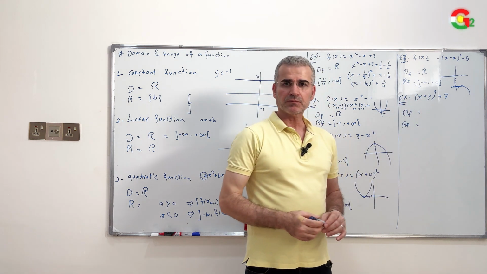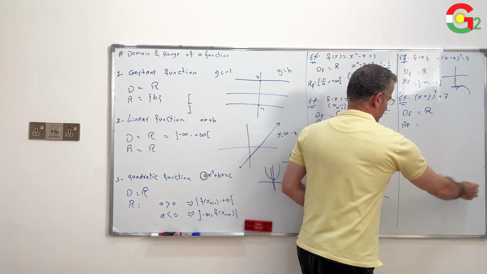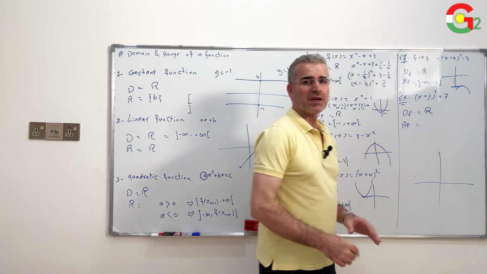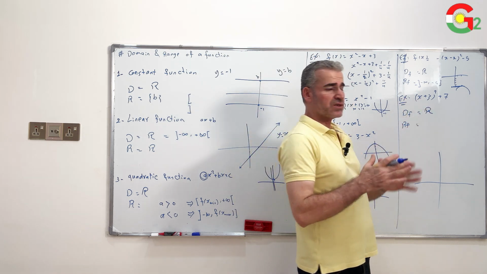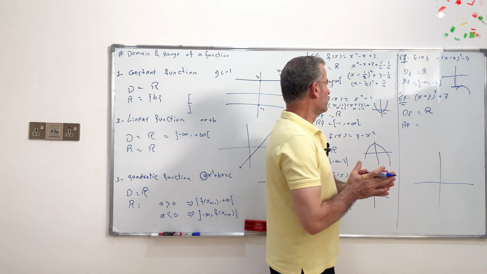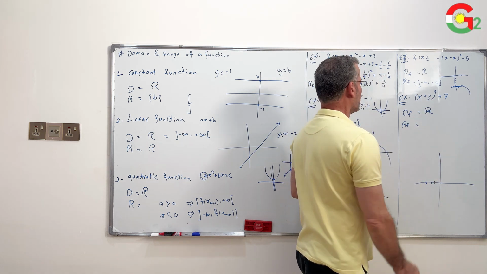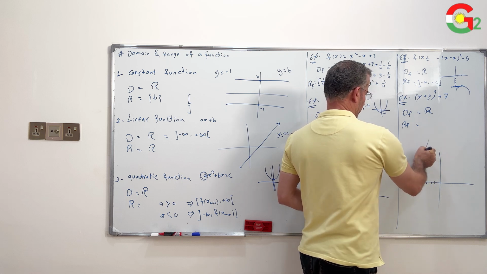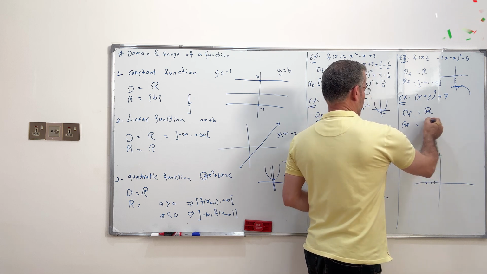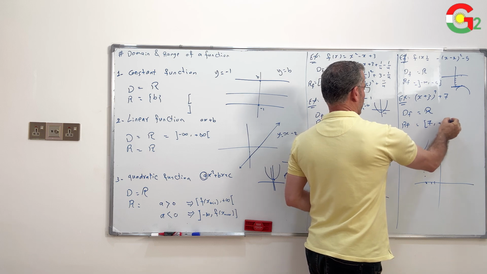Example: find the domain and range of this function. The domain is R, and the range. If I want to find the range, the easy method is to graph this function, since we studied graphing before. x plus 3, shifted 3 units, plus 7. Then this is the vertex here. The range starts from 7 to positive infinity.